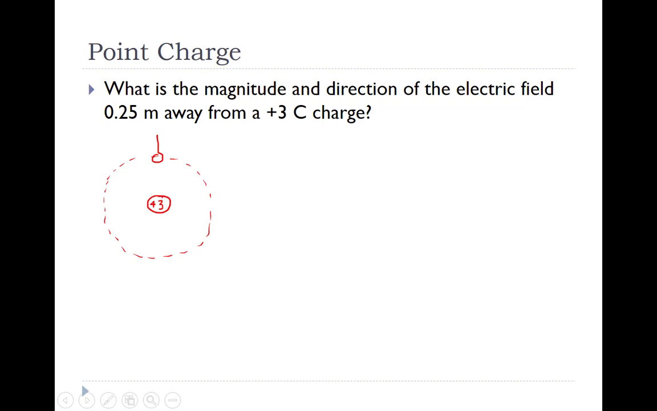I don't know why I drew a circle there, so let's get rid of that. Oh, now my eraser is working. Who knew?